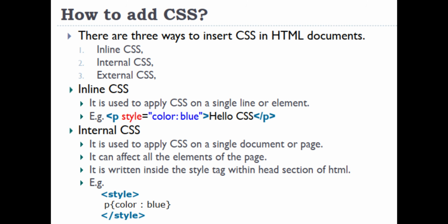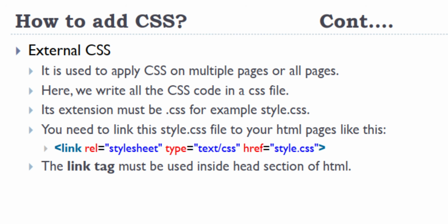Internal CSS. It is used to apply CSS on a single document or page. It can affect all the elements of the page. It is written inside the style tag within head section of HTML. E.g. <style> p {color: blue} </style>. How to add CSS. Cont.